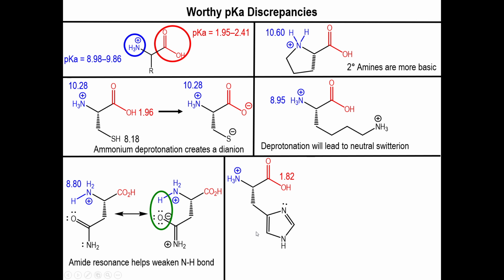All right, two more to go. So histidine: the carboxylic acid group is actually pretty low compared to the average that we have right here, including the standard deviation, right?